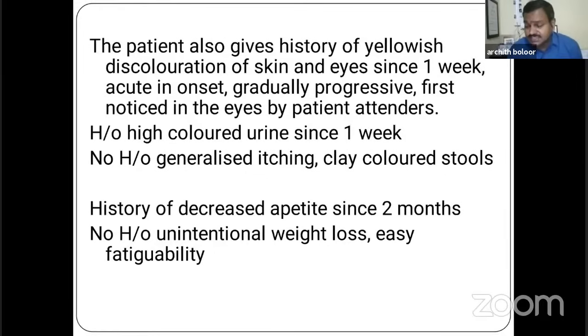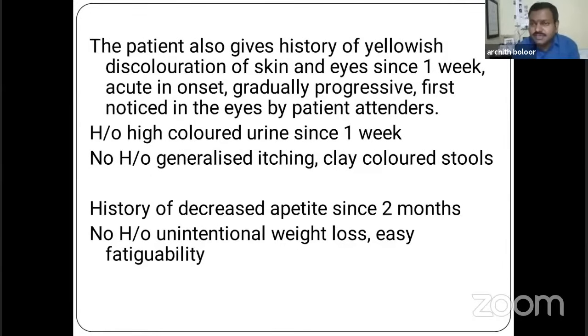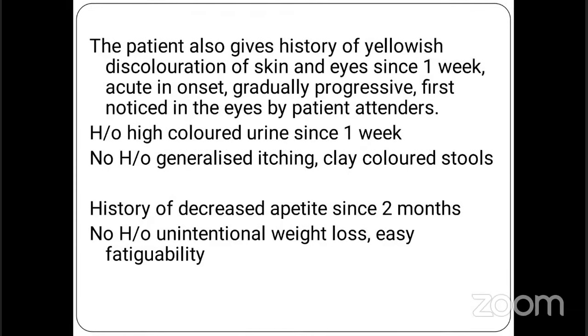Where else can you get generalized itching? Other causes of generalized itching? Diabetes mellitus. Okay. Polycythemia. Very important is uremia. Okay. Uremia and obstructive jaundice are two important causes of generalized itching. You can get it in case of hypothyroidism. You can get it in skin disorders, etc. But always remember obstructive jaundice and uremia. Okay. Clay colored stools.